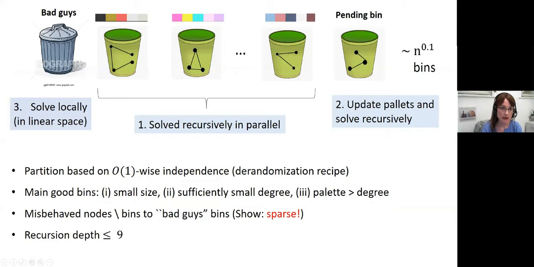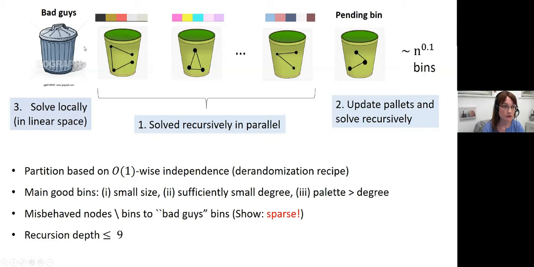I'm going to look at all these bins that are assigned both nodes and colors, and I'm going to solve them recursively in parallel. Those instances of coloring are independent. They touch upon different nodes and they're going to assign different colors. So I can just run them recursively, simultaneously in parallel. Once I'm done with this bulk of bins, I'm going to be back to the pending bin. We didn't allocate any special colors for this bin, so I'm just going to let every node update its palette based on the colors already taken by its neighbors in the other bins. And then I'm just recursively going to apply the algorithm on the pending bin. Once I'm done, I'm going to be back to the bad guys bin.